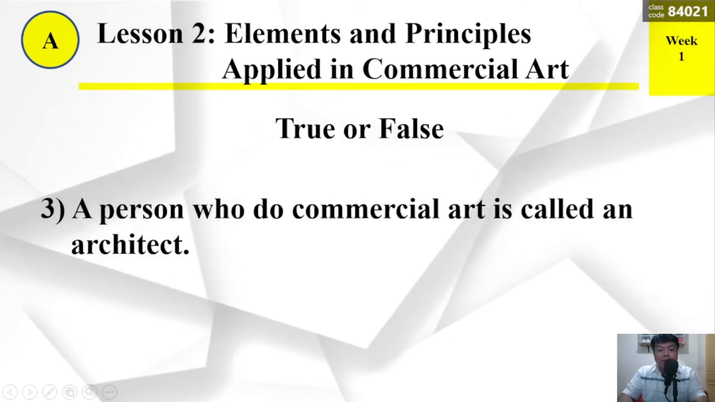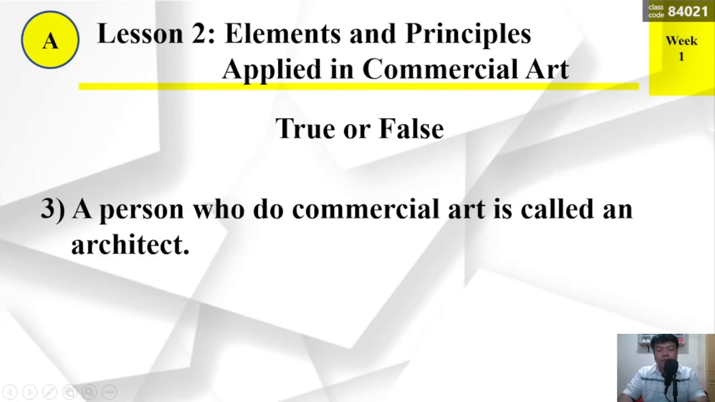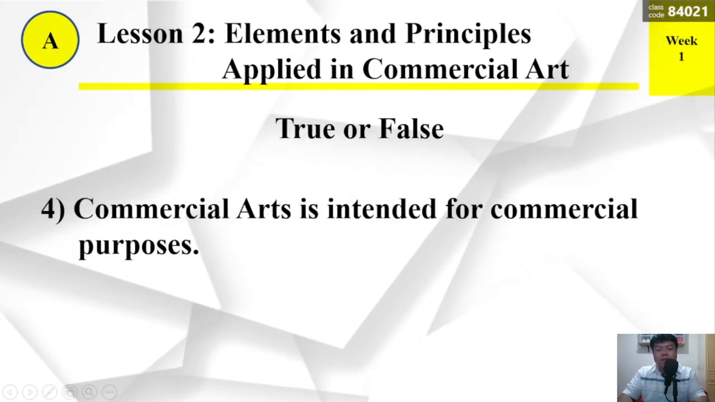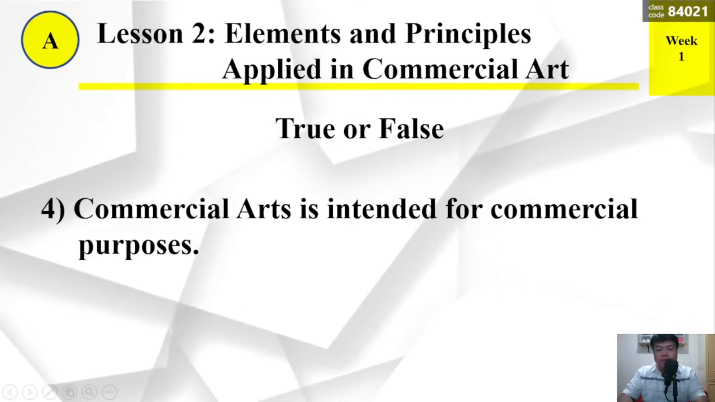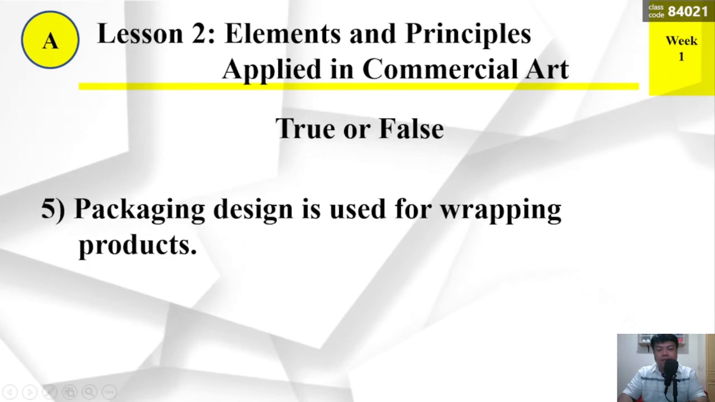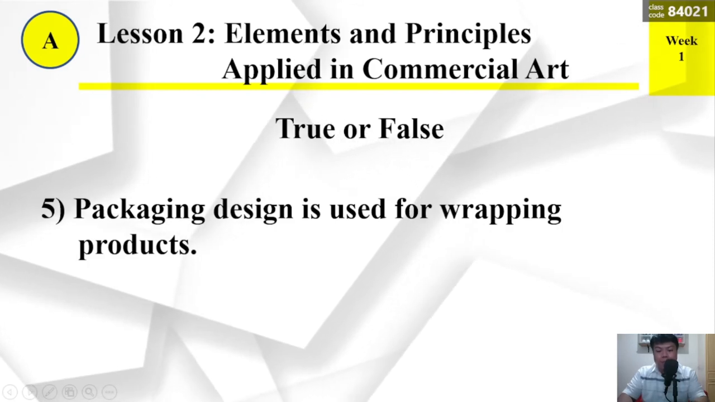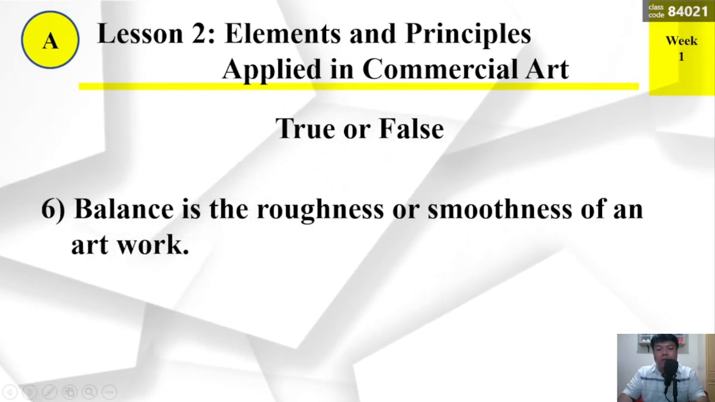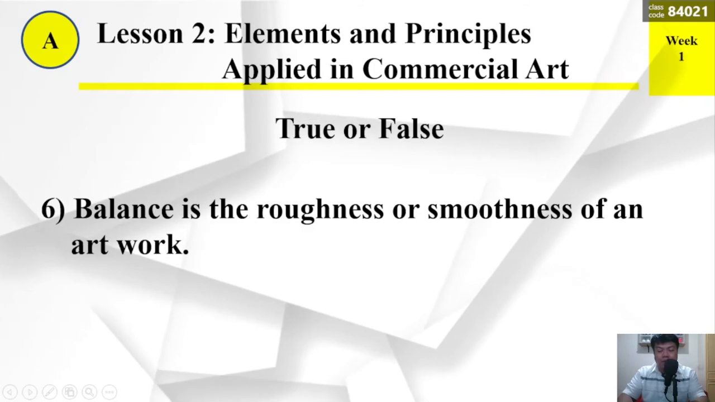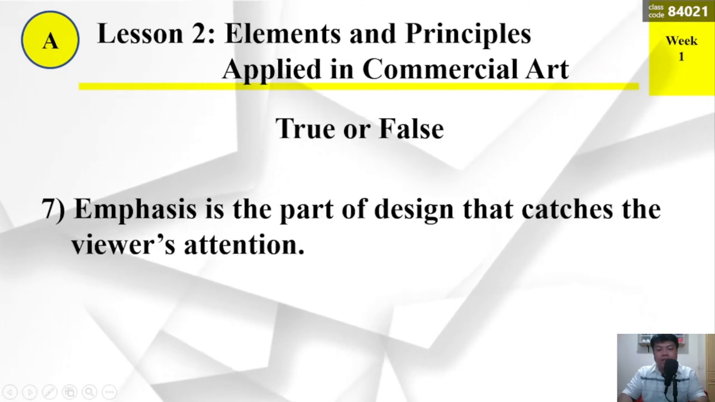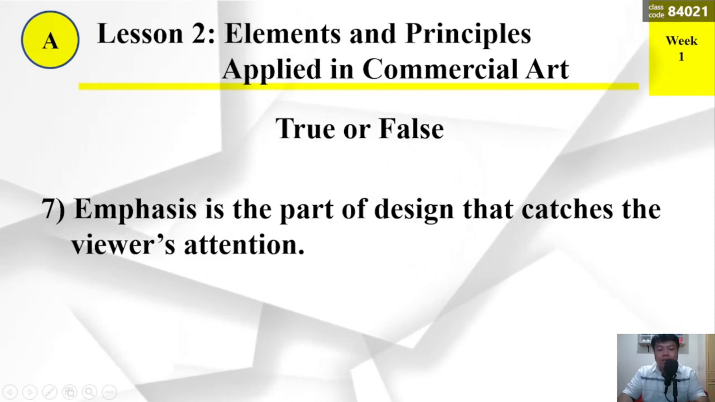Number three, a person who do commercial art is called an architect. Number four, commercial arts is intended for commercial purposes. Number five, packaging design is used for wrapping products. Number six, balance is the roughness and smoothness of an artwork. Seven, emphasis is the part of design that catches the viewer's attention.